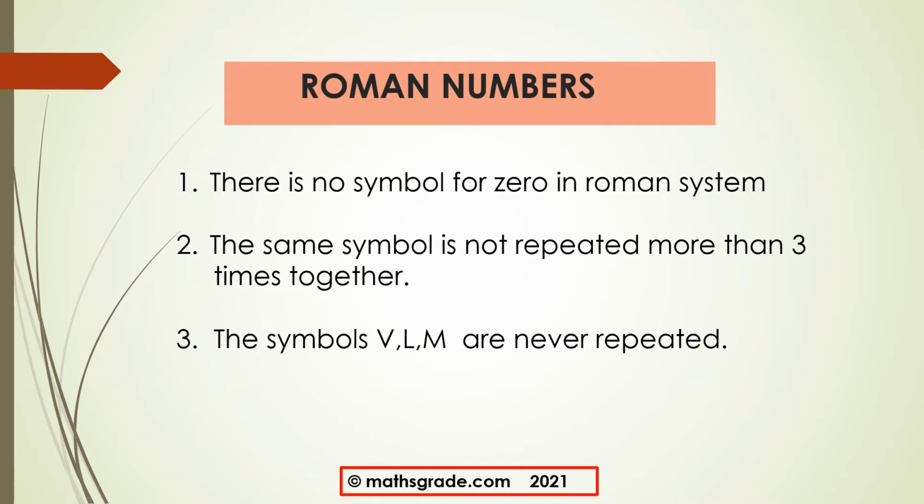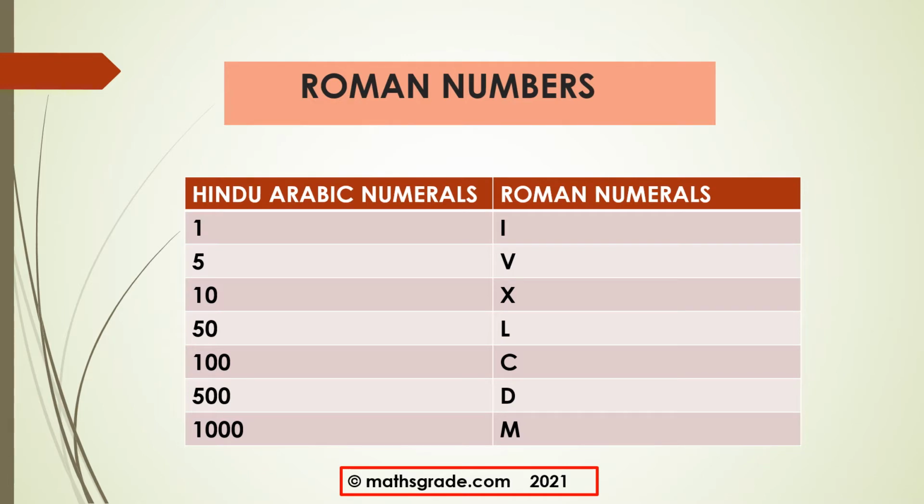These are the Roman numbers. In Hindu-Arabic numerals, 1 is written, but in Roman numerals it is capital I. This is the Roman number for 1. And 5 in Hindu-Arabic numerals is written V in Roman numerals. X is for 10. And 50 is written as L in Roman numbers.